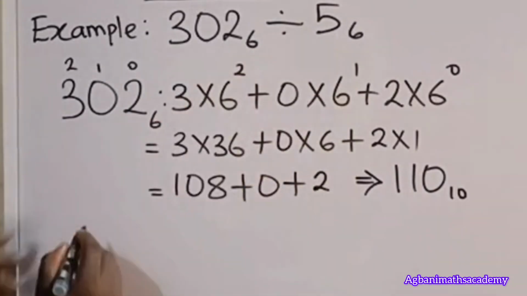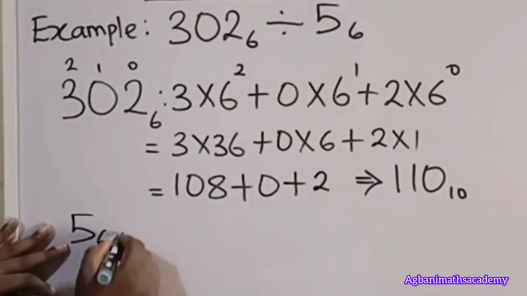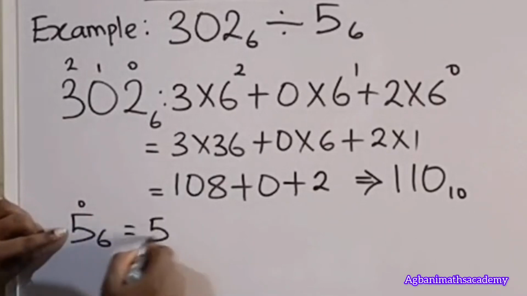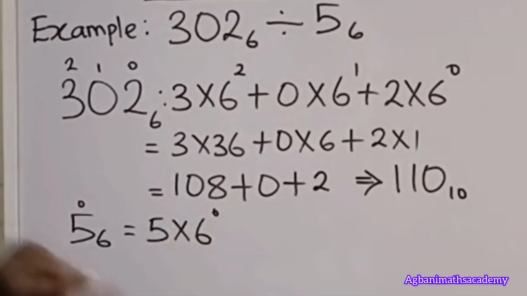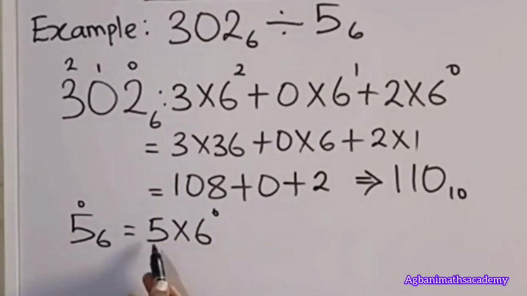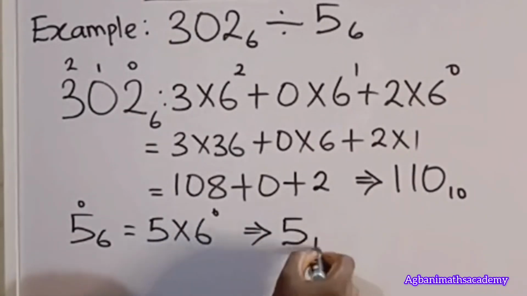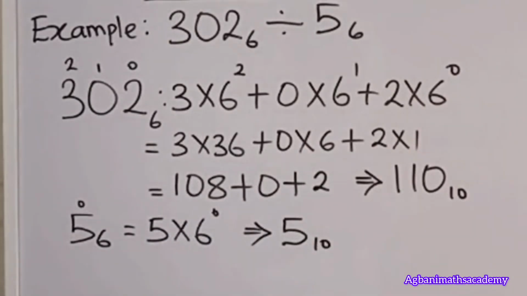So now we go to 5. 5 base 6. Over 5 we have 0. So this will give us 5 times 6 to the power of 0. 6 to the power of 0 is 1, so 1 times 5 is going to give us 5. So 5 base 6 is the same thing as 5 base 10.